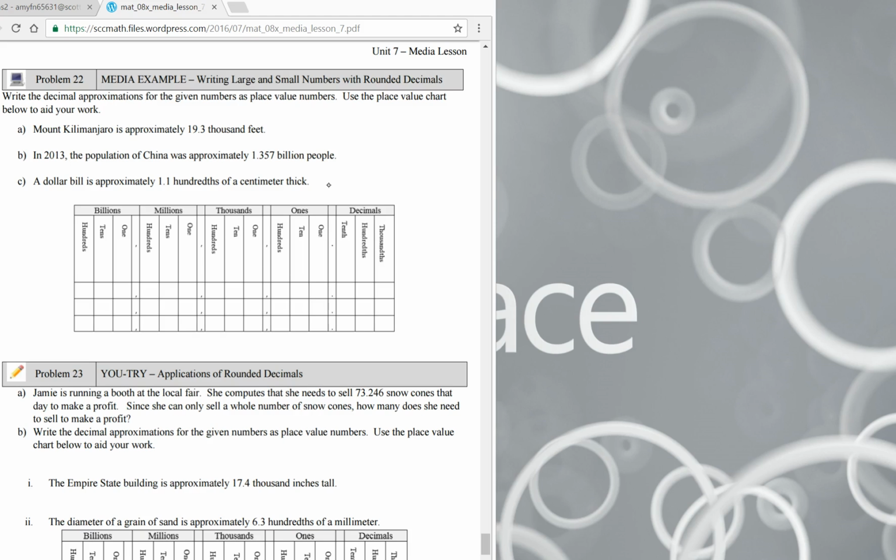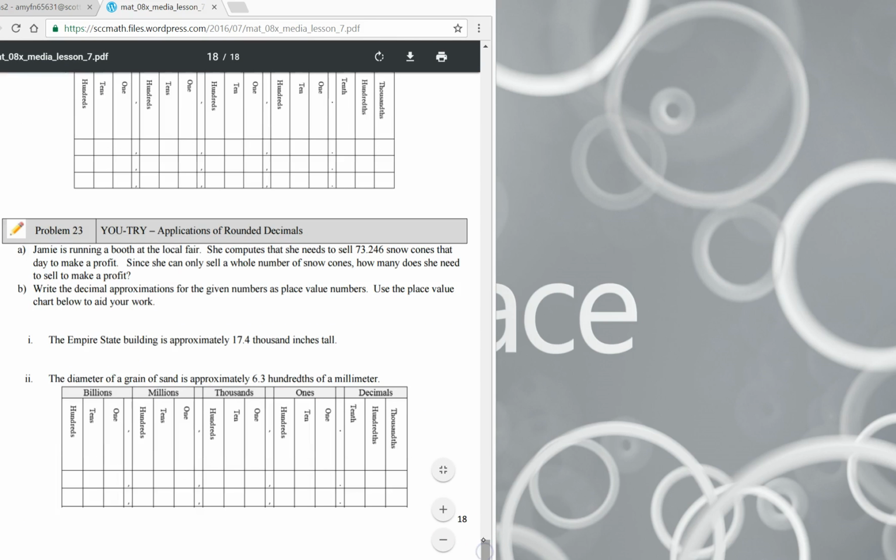Okay, so the idea that they're going to go to 19.3, they're going to go to the thousands. Okay, so they'd want 19, 1 10,000, 9 1,000s. The 0.3 really represents 3 hundredths, and fill in the zeros. 1.1 hundredths, well, that would be 1 hundredth, and the 0.1 would represent the thousandths place. Okay, and I believe that is it for this lesson.